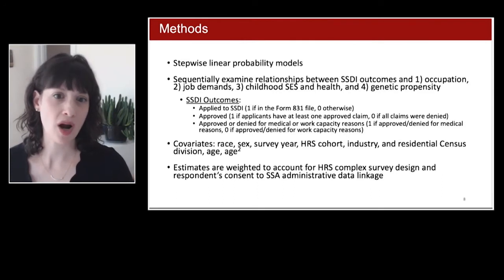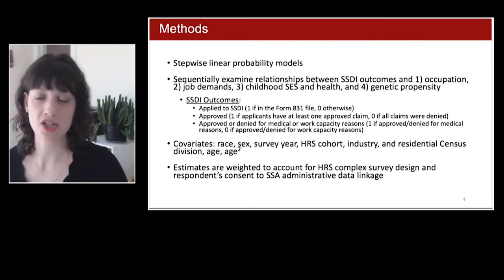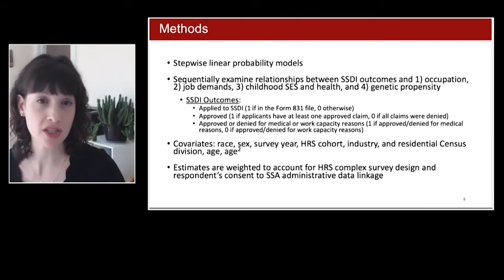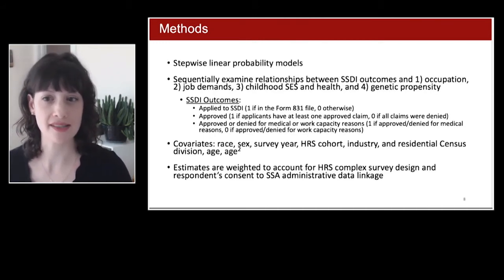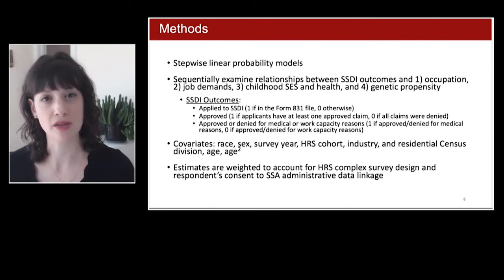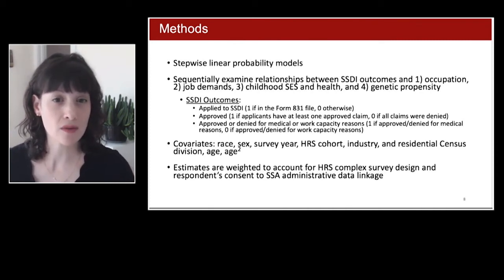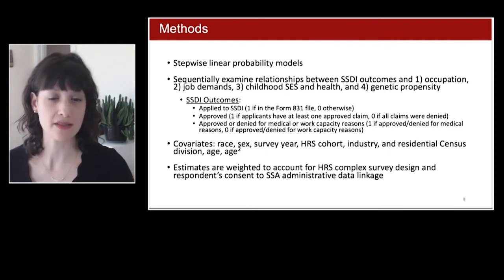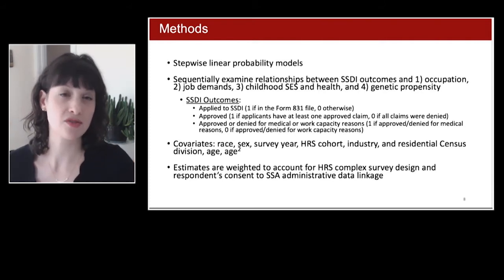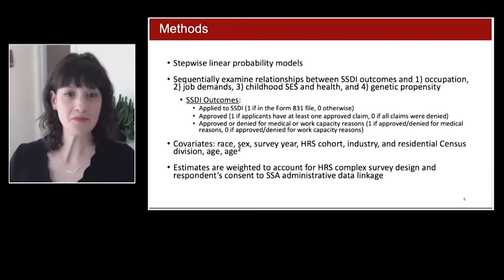We use stepwise linear probability models to sequentially examine the relationship between DI outcomes and occupation, then job demands, then childhood SES and health. And then in separate models, we look at genetic propensity. The DI outcomes that we look at are whether or not an individual ever applied to DI, if they were approved if they applied, or if they were approved or denied for medical or work capacity reasons. We include the covariates that are listed there in all models. And then we do weight our estimates to account for complex survey design and respondents' consent to SSA administrative data linkage. Next slide.